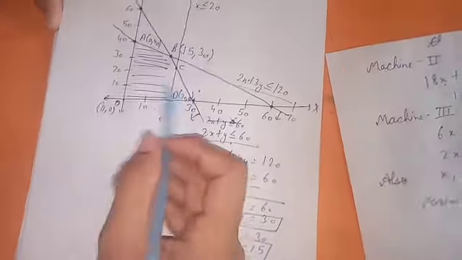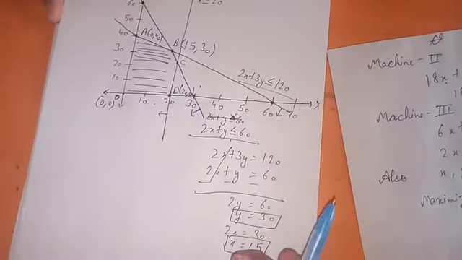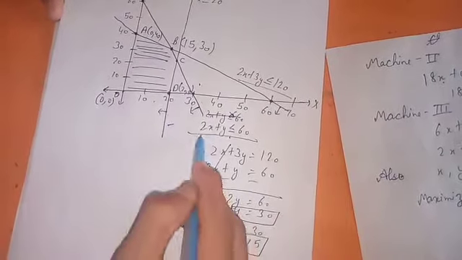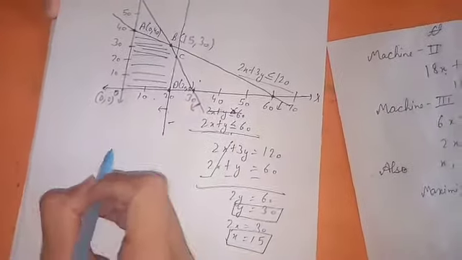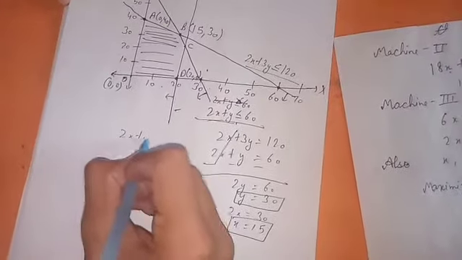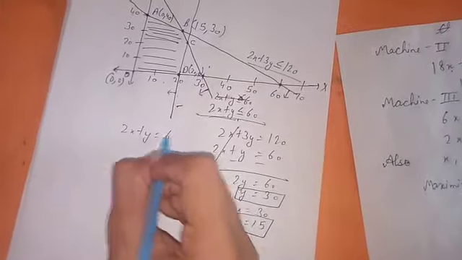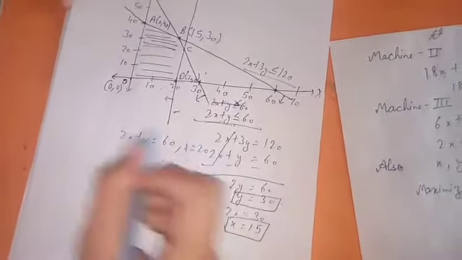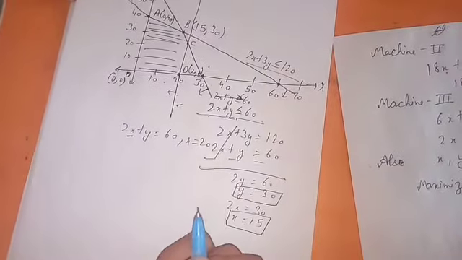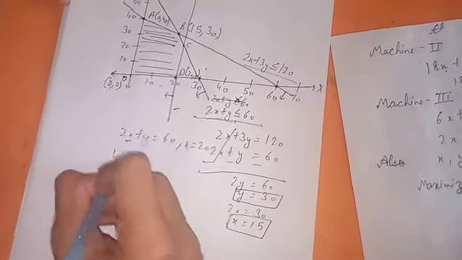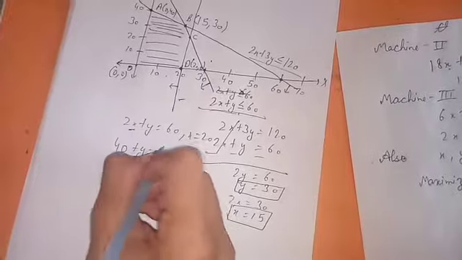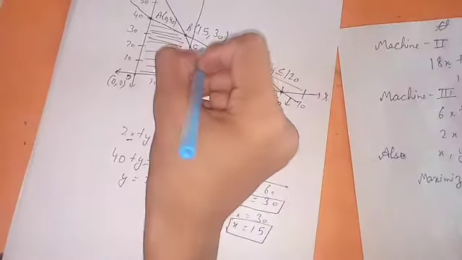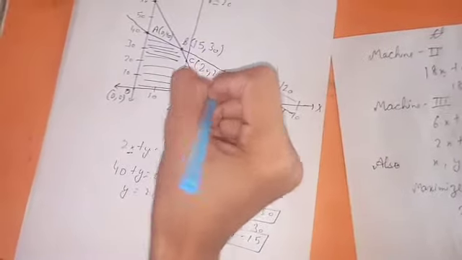Now for point C we will use this and this. 2x plus y is equal to 60 and x is equal to 20. So put the value of x here, 20. So I will get 40 plus y is equal to 60 and y is equal to 20. So it has 20 and 20.